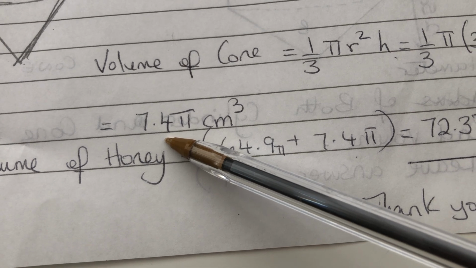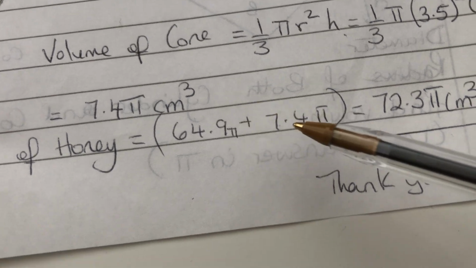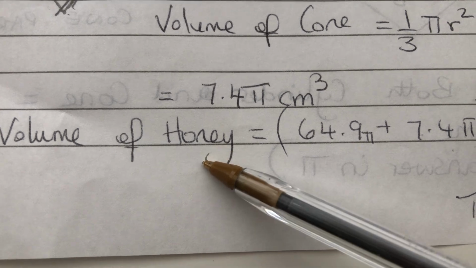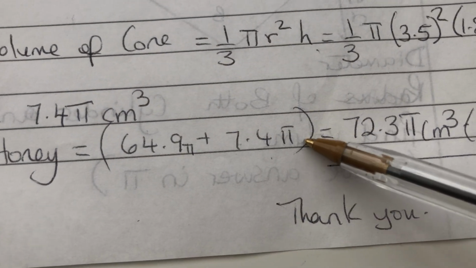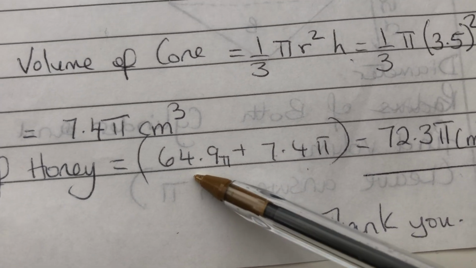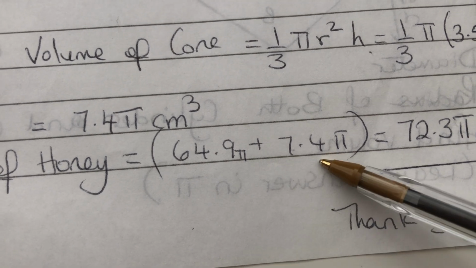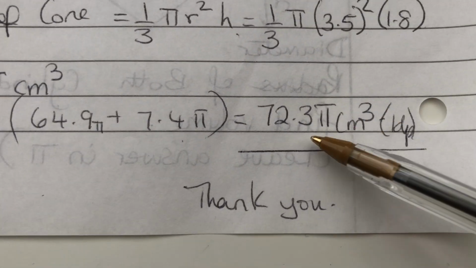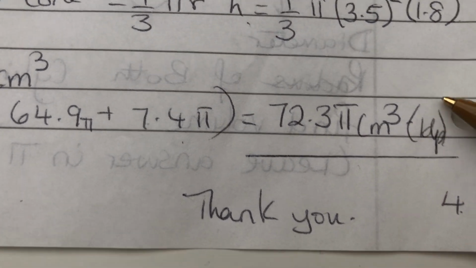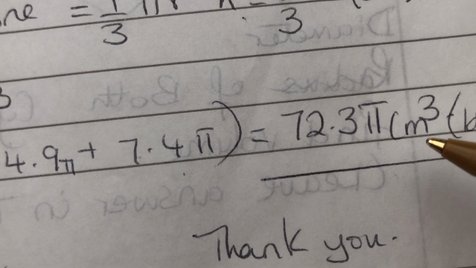If you do that on the calculator, you get 7.4 pi centimeter cube. Now the total volume of the honey that you are going to put in this shape will be 64.9 pi plus 7.4 pi, which will give you 72.3 pi centimeter cube.